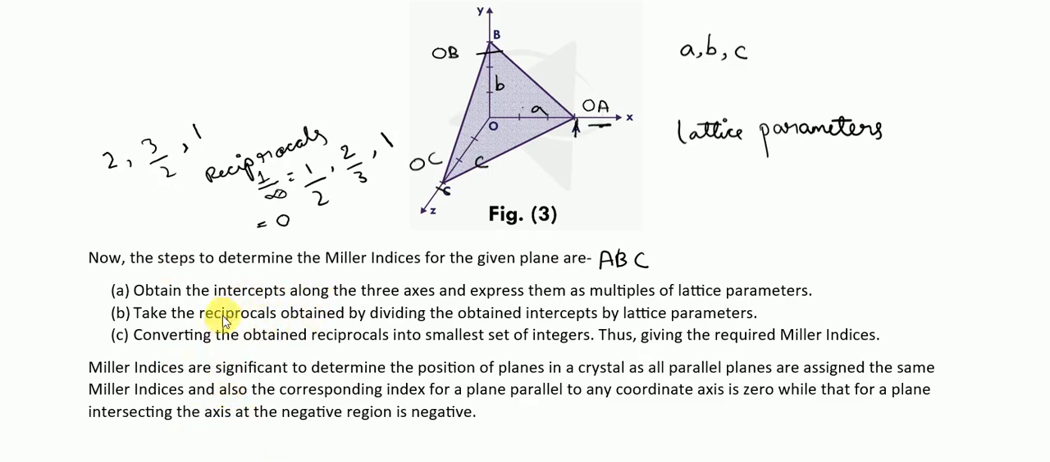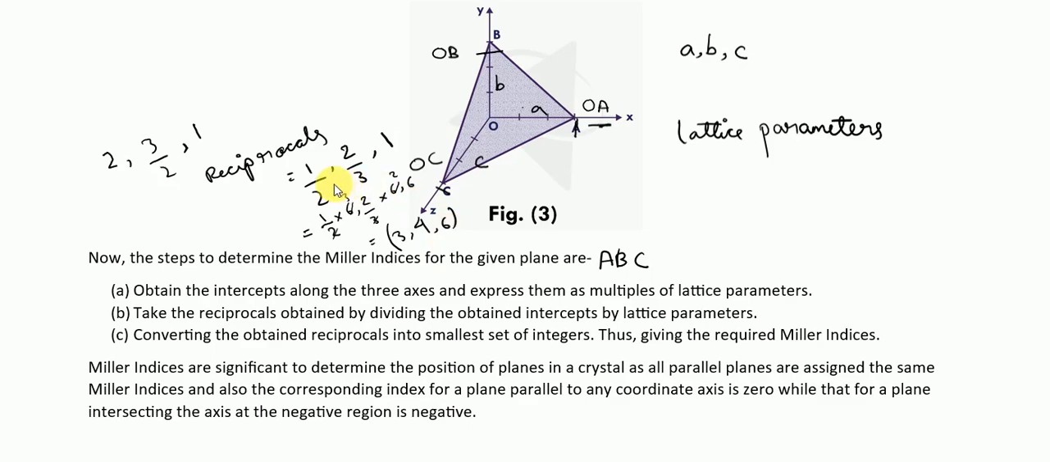Then our last step is to convert the reciprocals that we obtained into the smallest possible set of whole numbers, and this process ensures that we have the simplest form of these indices. So for example, we have 1 by 2, 2 by 3 and 1. To convert these reciprocals into clear fractions, we will multiply them with the LCM of the denominators, and the LCM of 2 and 3 in this case is 6, so we will multiply by 6. After multiplying, we have the whole numbers in this case as 3, 4, 6, and this is the set of Miller indices for this particular example.